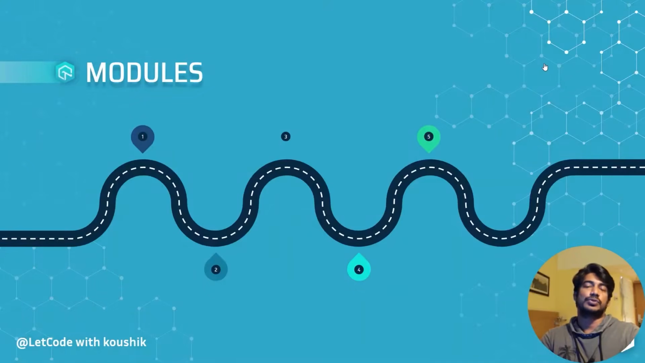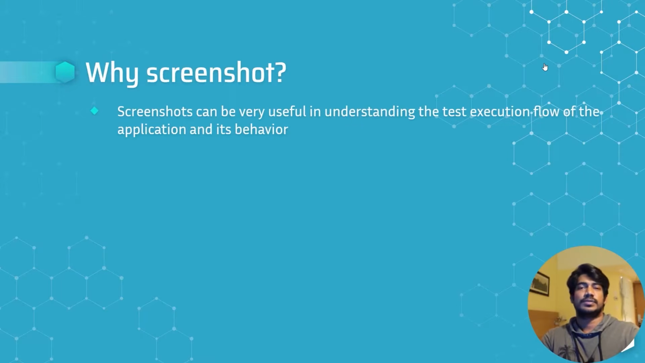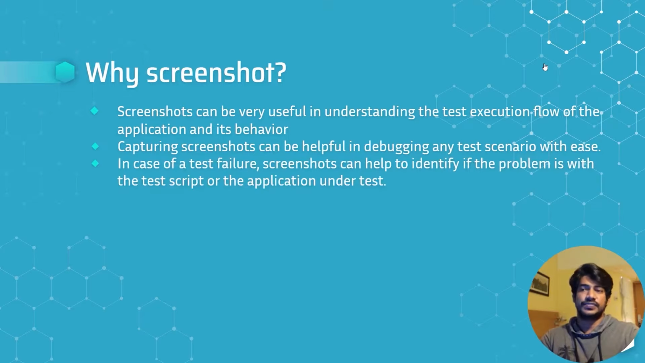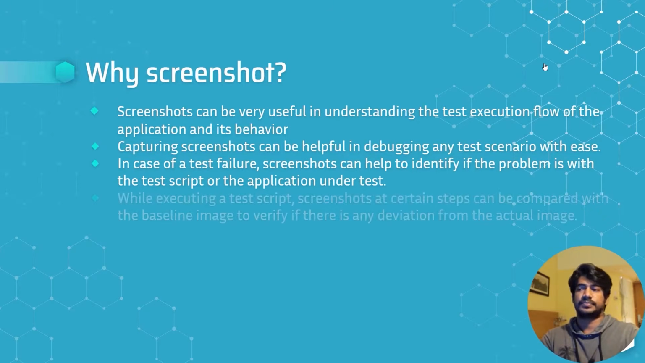In this video, we are going to learn how to take a screenshot, and of course we are going to learn the coding part, as well as understand the necessity of screenshots in test automation. So why screenshots? Screenshots can be very useful in understanding the test execution flow of the application and its behavior. Capturing screenshots can also be helpful in debugging any test scenario. In case of test failure, a screenshot can help to identify whether the problem is with the test script or the application under test.